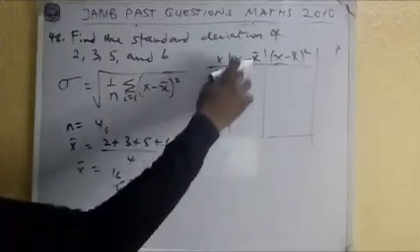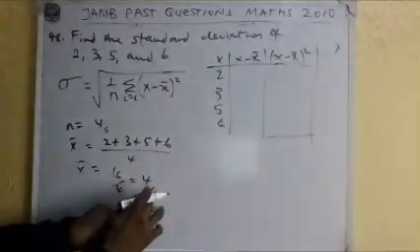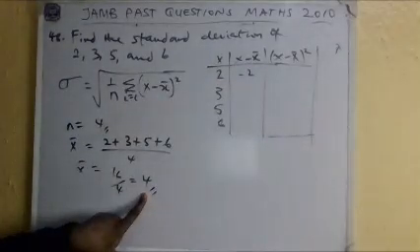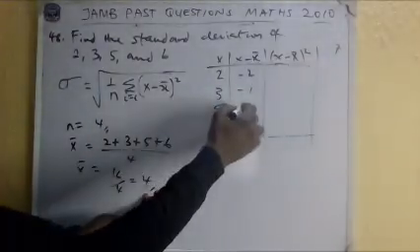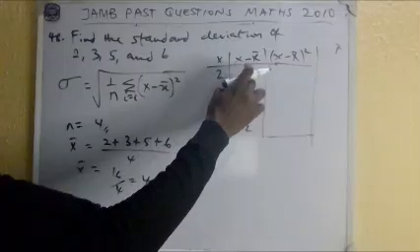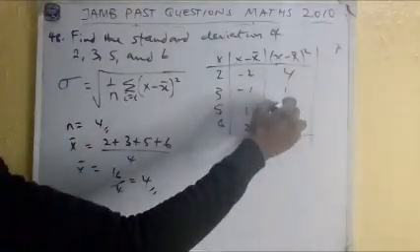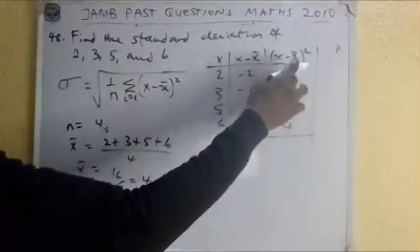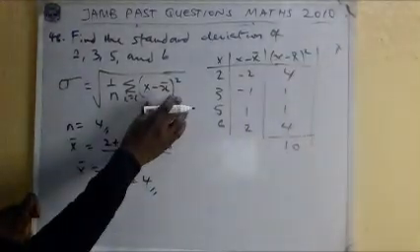So the deviation from the mean, each of them, you subtract by 4. This is the mean. So 2 minus 4 is minus 2. 3 minus 4 is minus 1. 5 minus 4 is 1. 6 minus 4 is 2. So square this one. Minus 2 squared is 4. Minus 1 squared is 1. 1 squared is 1. 2 squared is 4. Add together: 4 plus 4 is 8, 9, 10. So the whole of this one is 10.